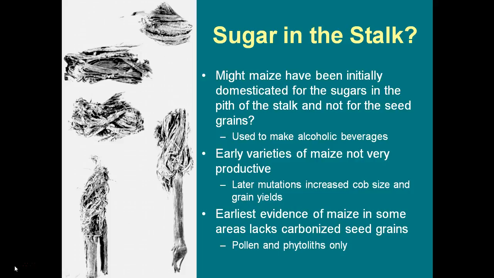Now, the earliest varieties of maize were not very productive in terms of the amount of seeds that they were producing. It was the later mutations that increased cob size and grain yields. And the earliest evidence of maize in some areas lacks any carbonized seed grains. There's just pollen and phytoliths only, as though they may not have been using the seed grains, but rather just using the stalks. And here we see specimens of stalks from dried caves that have been chewed on in order to extract that sweet juice.